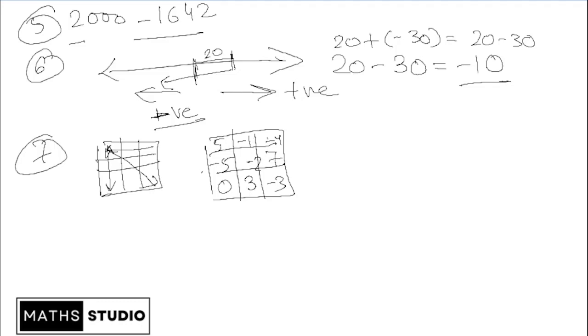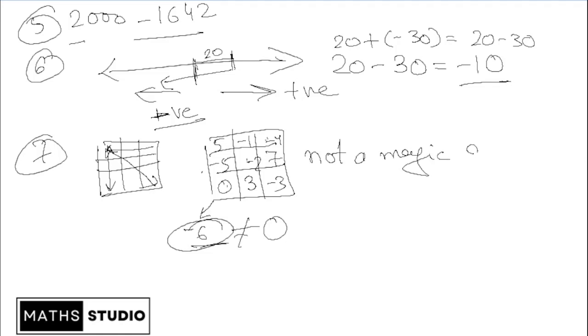Now let us look at the diagonals. 5 plus minus 2 minus 3, this is also coming to 0. Let us look at this. Minus 4 minus 2 plus 0, this comes to minus 6. So minus 6 is not equal to 0, which is coming in other cases. So it is not a magic square.